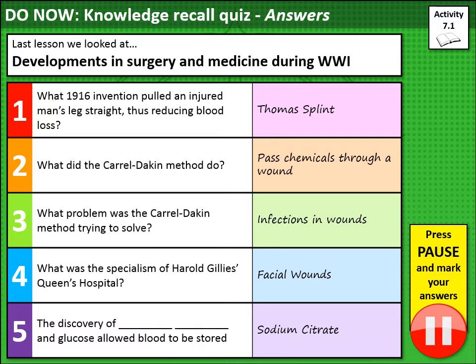Number 4, what was the specialism of Harold Gillies' Queen's Hospital? The answer to that is facial wounds. And then lastly, you should have put the discovery of sodium citrate and glucose allowed blood to be stored. Press pause, mark your answers, correct any mistakes you made, give yourself a mark out of 5.